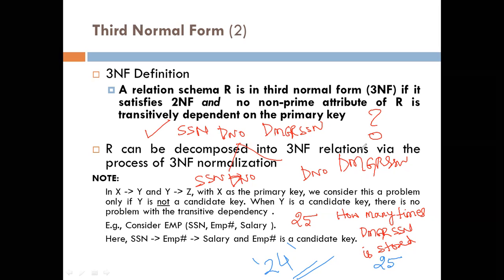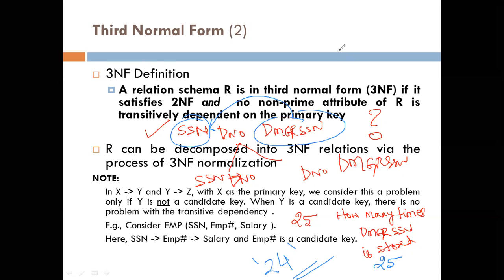So those redundancy and anomaly problems will occur if there is a transitive functional dependency. And this transitive functional dependency is for the attribute which is not prime. So in this table, the department MGR SSN is the non-prime attribute and SSN was the prime attribute, and a non-prime attribute was transitively depending on a prime attribute. So since there is a non-prime attribute depending on a prime, there exists the functional dependency.